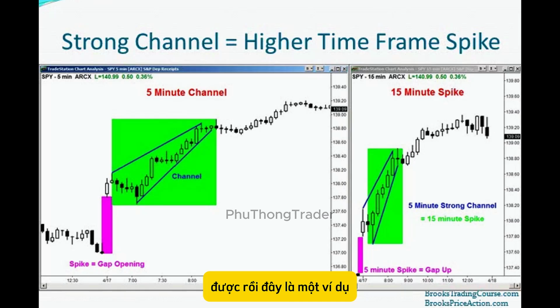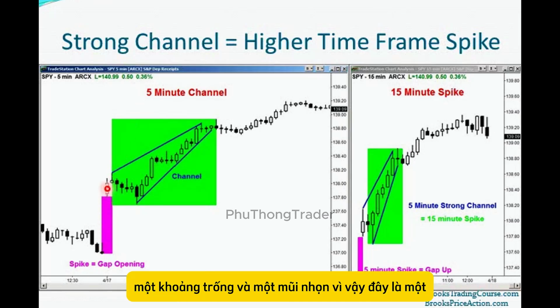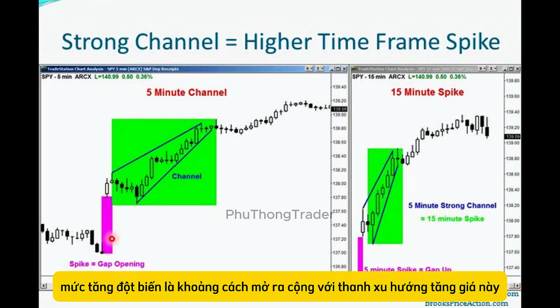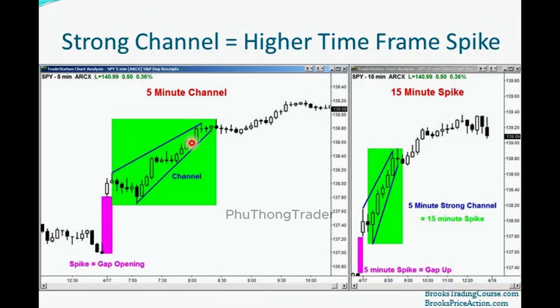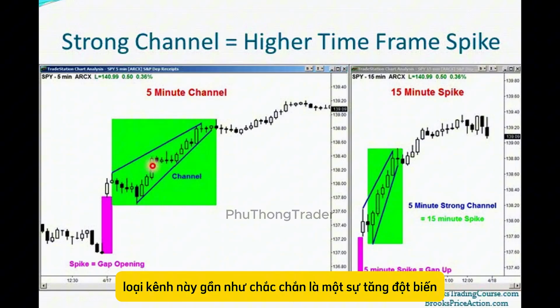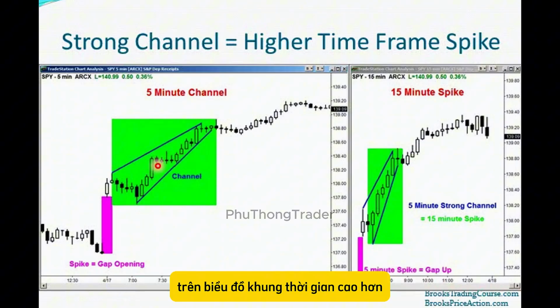Okay, here's an example, a gap and a spike. So the spike is the gap opening plus this bull trend bar. And then we had a channel, but the channel has very small pullbacks and the channel is very tight. This kind of channel almost certainly is a spike on a higher time frame chart.